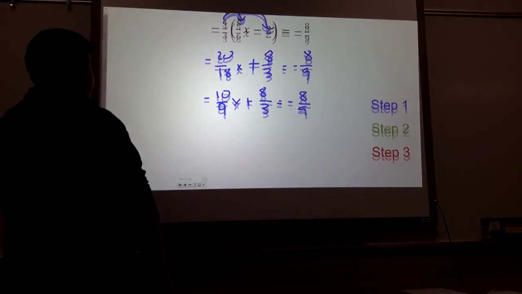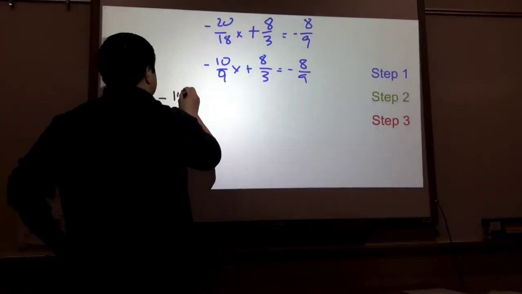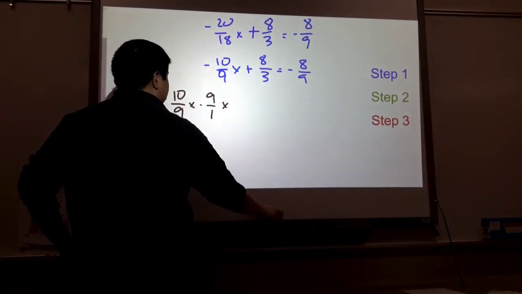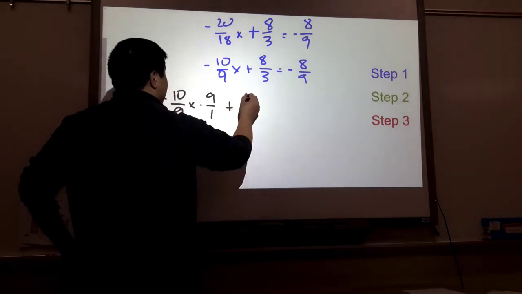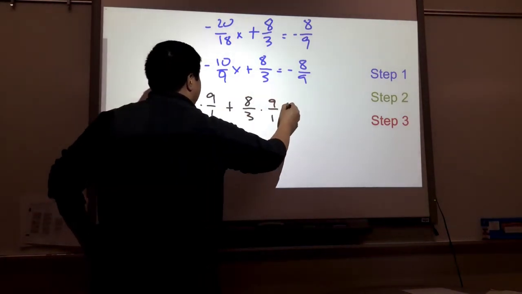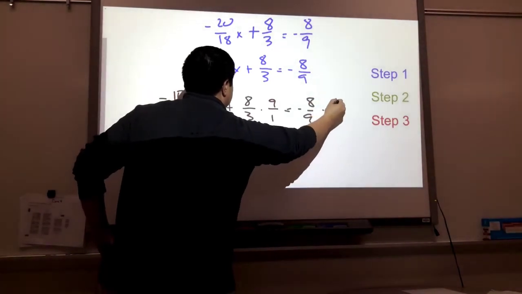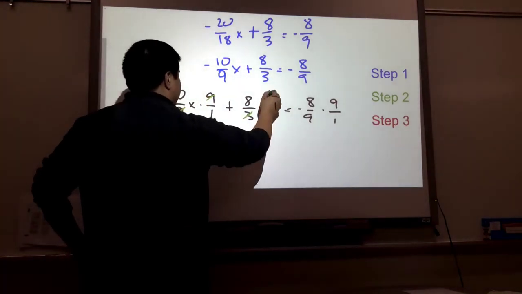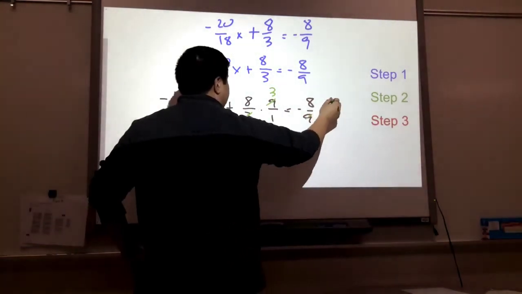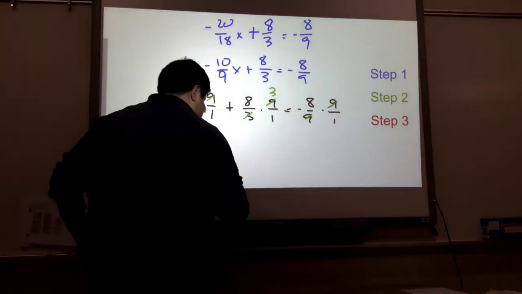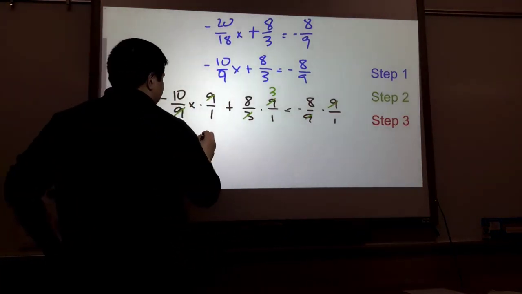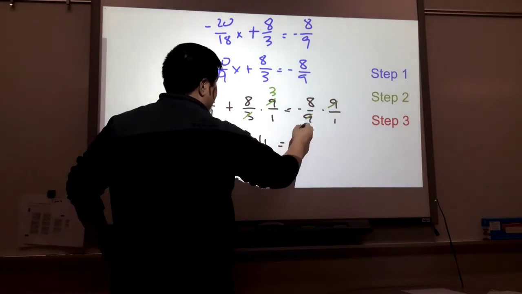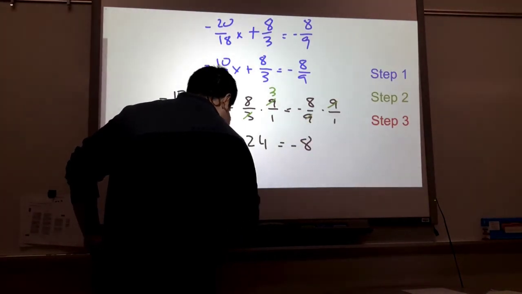Our least common multiple between 9 and 3 is 9, so we're going to multiply each one of these fractions by 9. Negative 10/9 x times 9 over 1 plus 8/3 times 9 over 1 equals negative 8/9 times 9 over 1. This cross cancels, this cross cancels, this goes to 3, and this cross cancels. So therefore we get negative 10x plus 3 times 8 is 24, and those crossed out, so we get negative 8. Step 2.